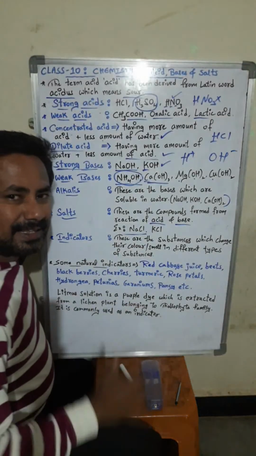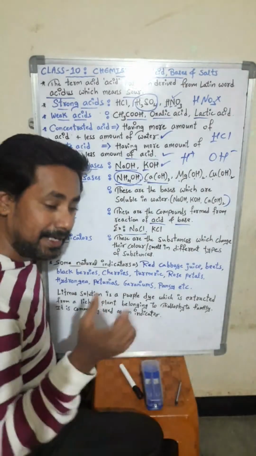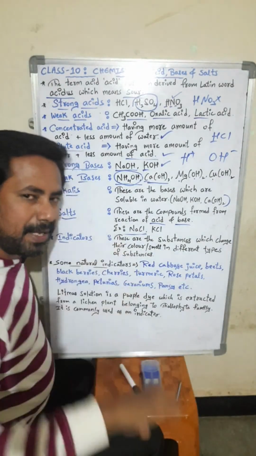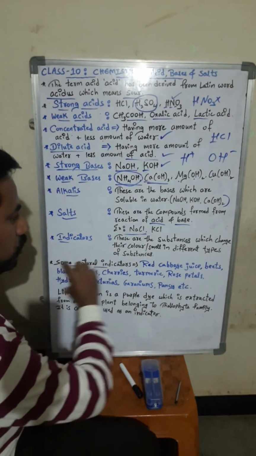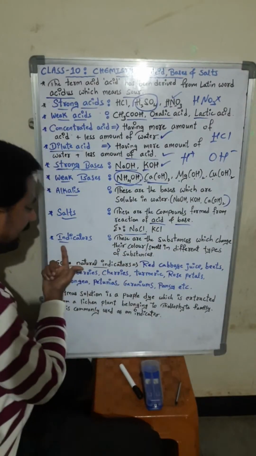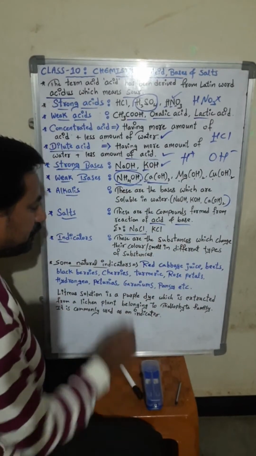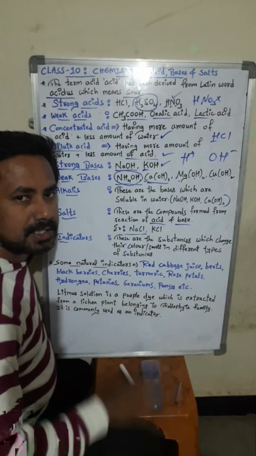So how will you tell that one? How will you identify? With the help of indicators. Indicators indicate whether the given substance is acid or base. Okay, so let us see the definition. Indicators are the substances which change their color or smell in different types of substances.